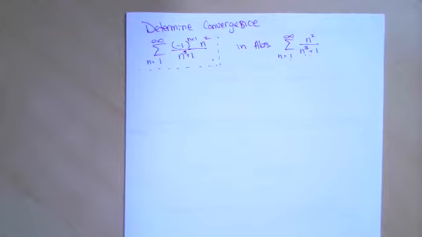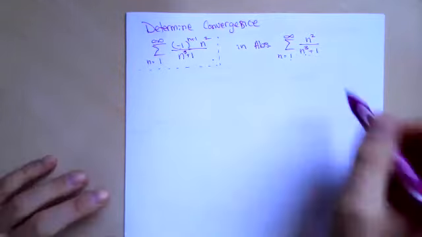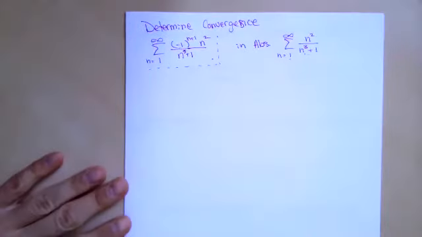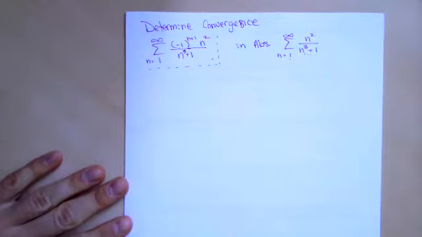So if you don't even want to do comparison tests, you can always skip those and go straight to limit comparison tests, because those will always work in place of a comparison test, and they will work even beyond that when a comparison test won't work in certain situations. So if we compare the highest powers, n squared over n cubed, this should be like 1 over n.